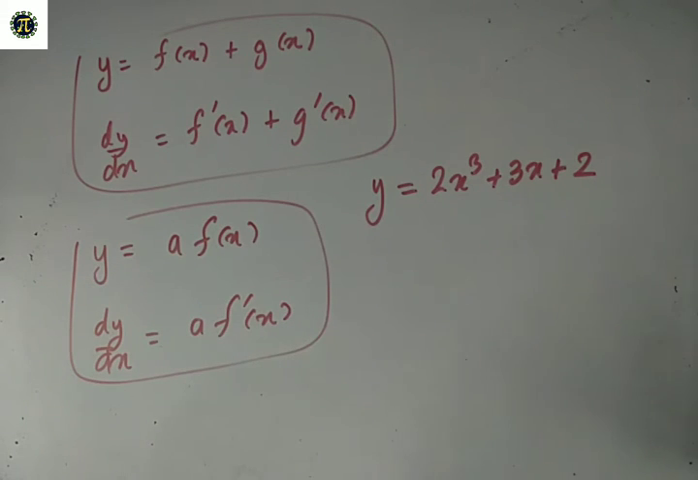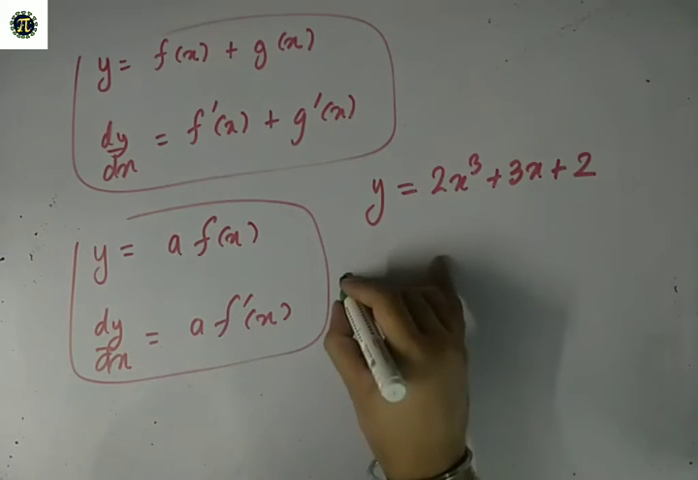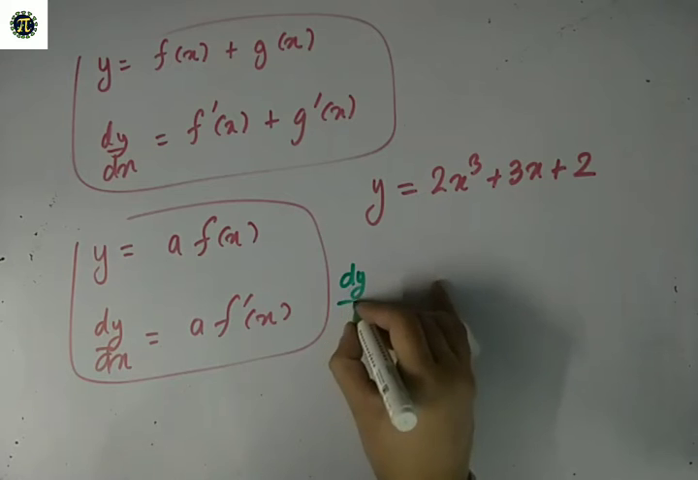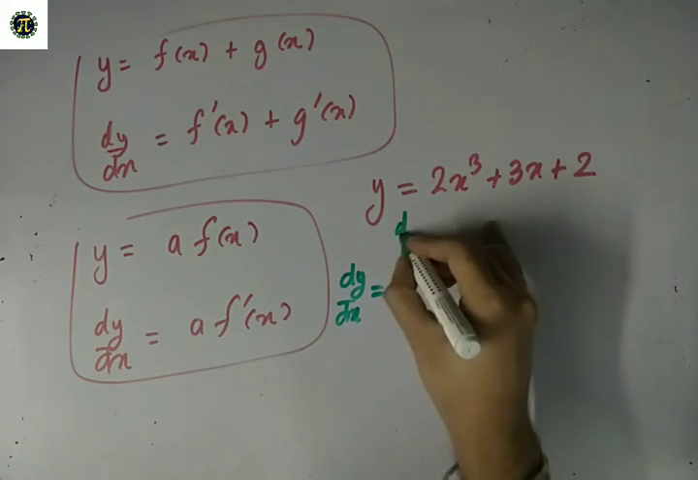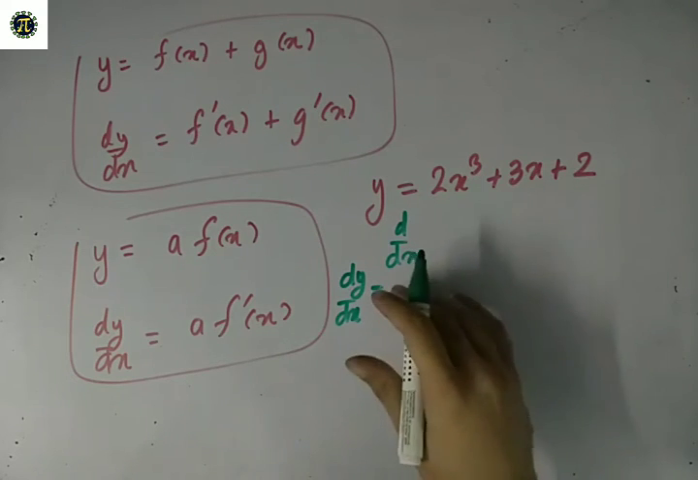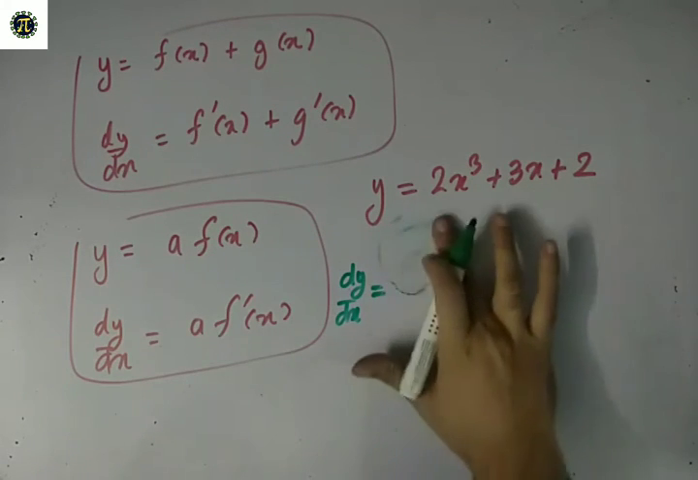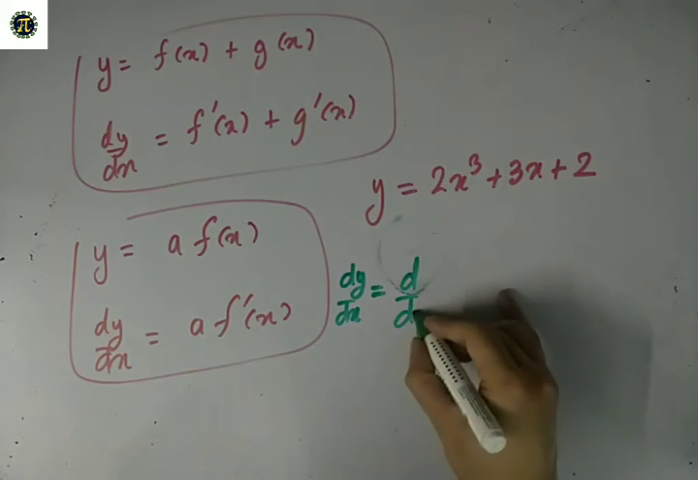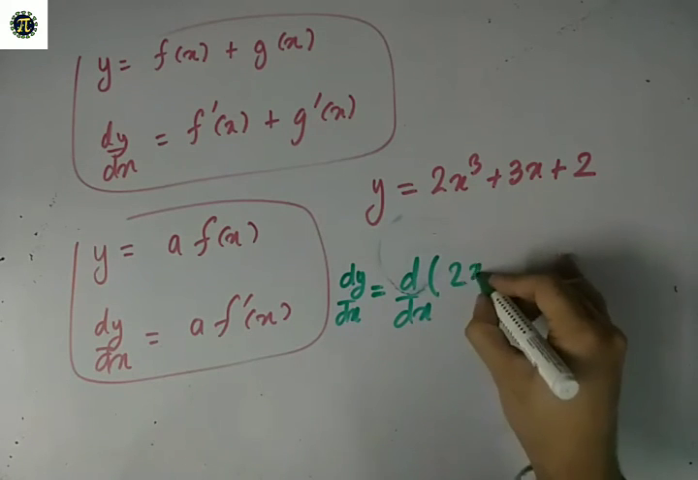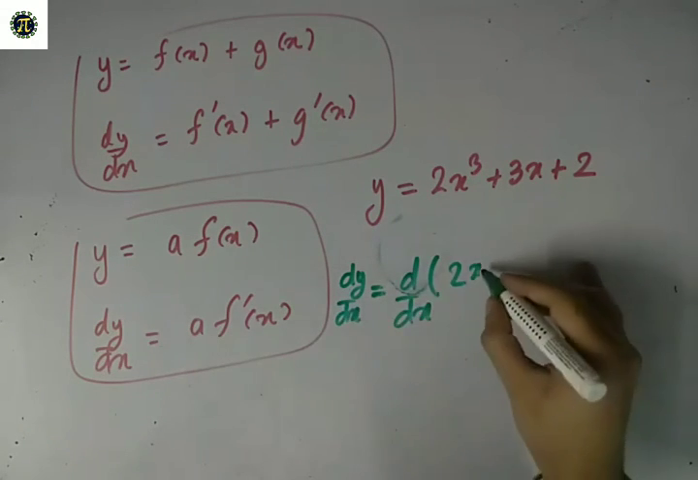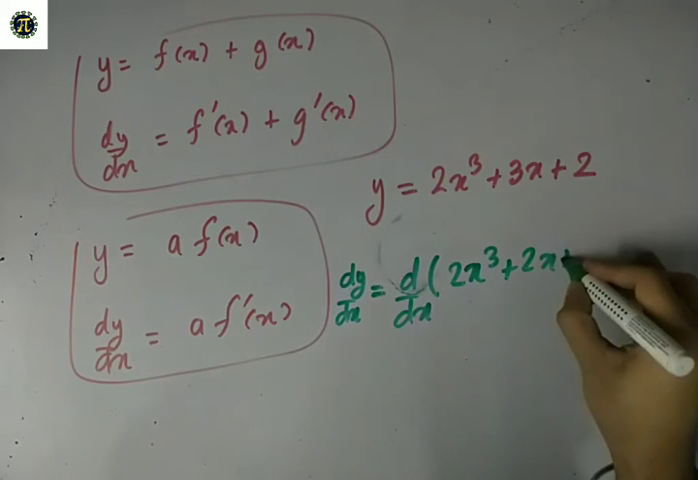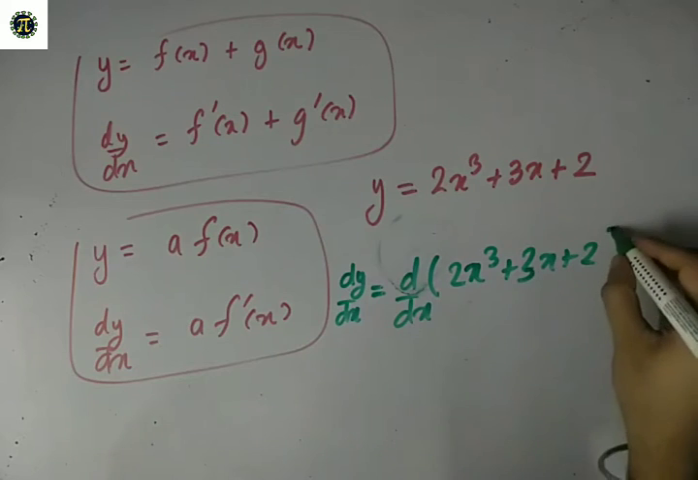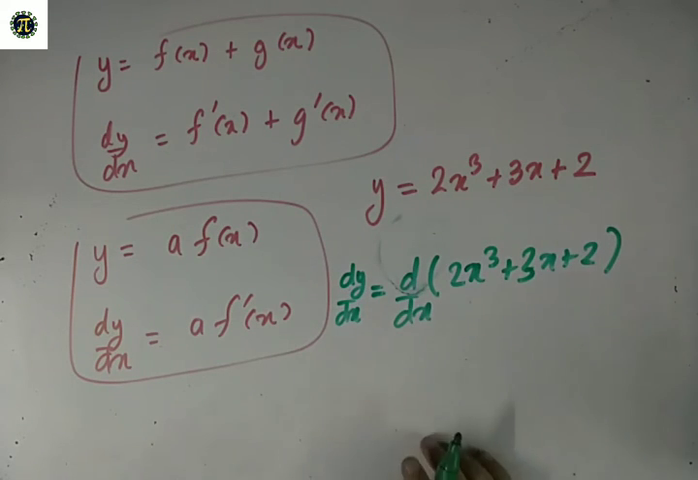Now we want to differentiate this function. Okay, so I will say dy by dx. So we are actually applying the d/dx operator on both sides. So I have to differentiate the right side also. So I have d/dx of this whole thing, right? So we have applied the d/dx operator on both sides. This is the differentiation operator. So 3x plus 2.